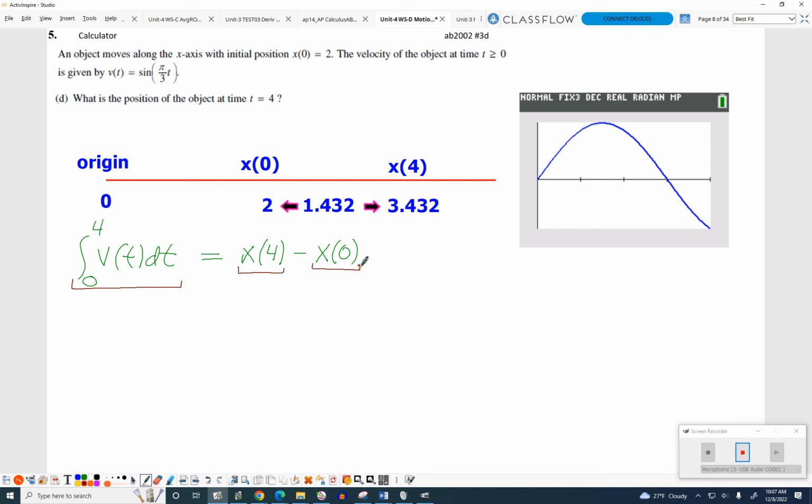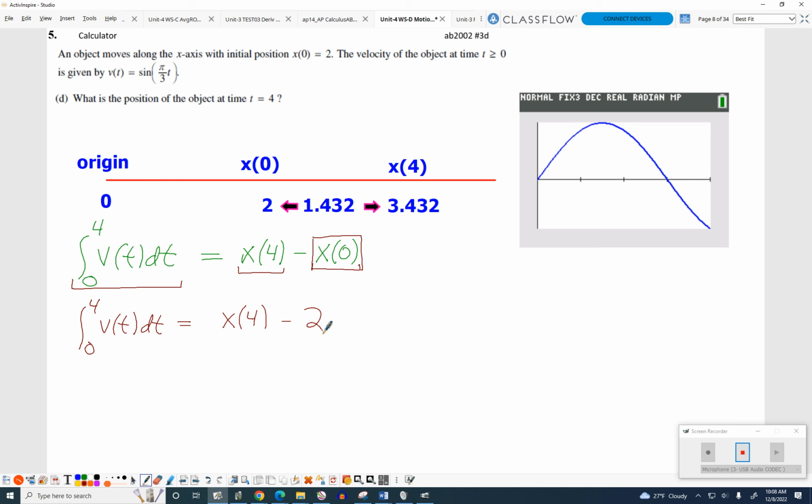X of 0 equals 2. Perfect. So instead of writing x of 0, I can write 2. So now I have the integral from 0 to 4 of the velocity, which is the same thing as x of 4 subtract 2. Cool? Questions?